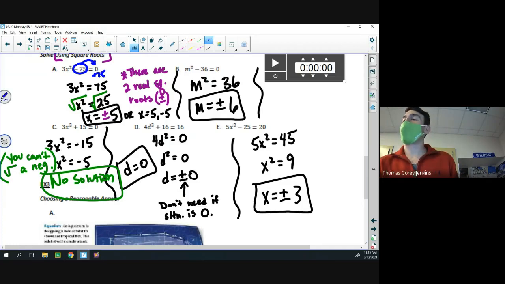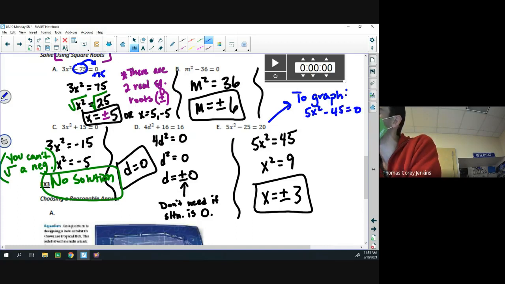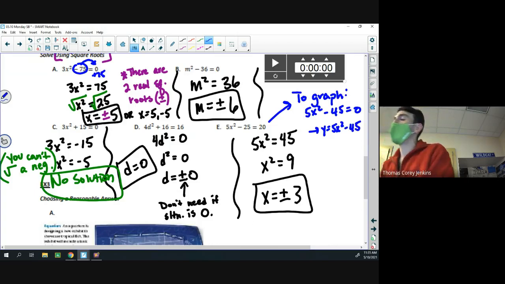Now, I would say this about graphing this one. You don't necessarily have to write this out, but to graph, let's say if we wanted to check our answers, what you'd have to do is write it in standard form. So you'd actually want to move the 20 over to the left side. So you'd have to write it like this. 5x squared minus 45 equals 0. And then you could graph y equals 5x squared minus 45. So that would be a little trickier to graph, okay? That's called putting it in standard form first.